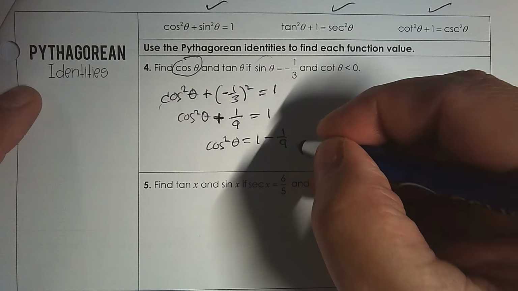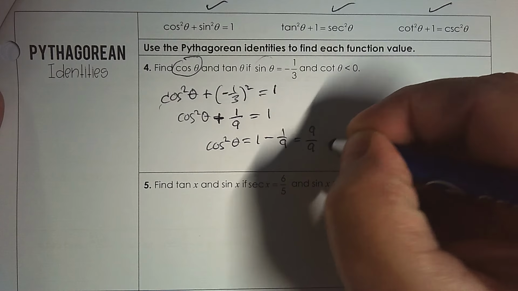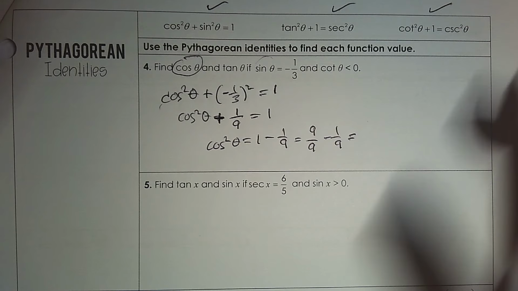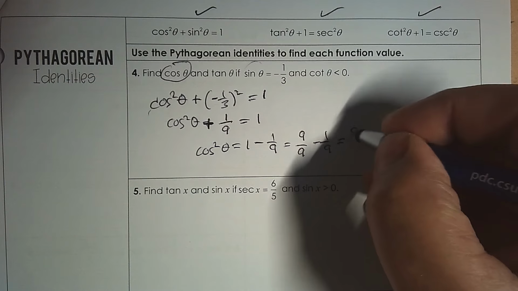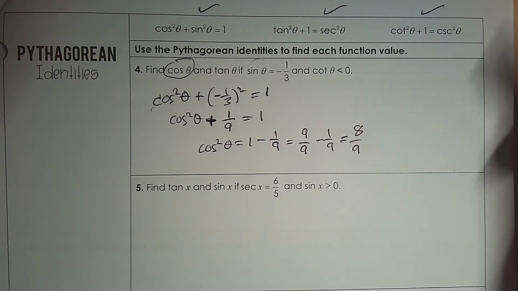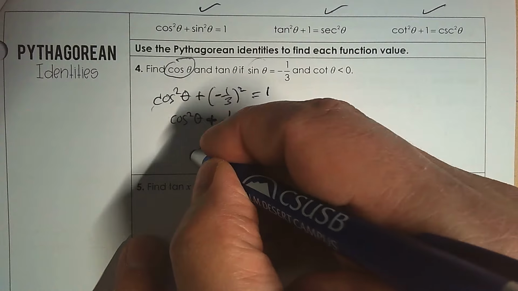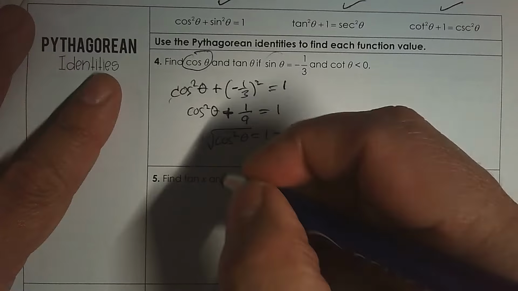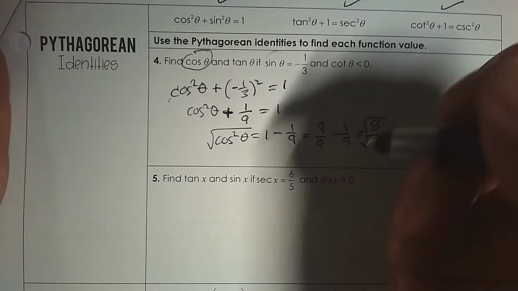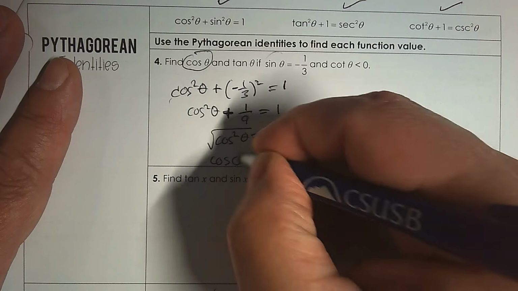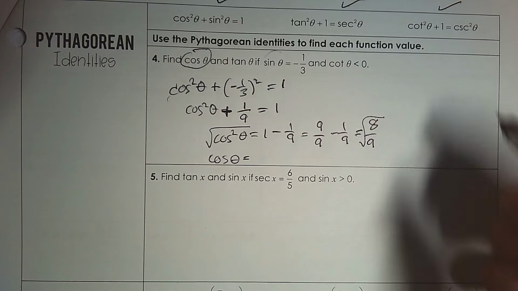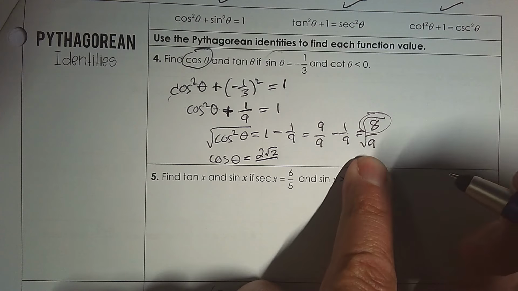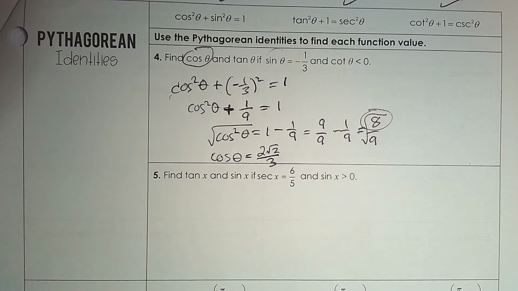So, some of you recognize when you subtract fractions, the denominator needs to be the same. So instead of 1, it's 9 over 9. And 9 take away 1 is 8. Now, that's not the answer yet. It's cosine squared. So how do I undo that? I square root it. Now, when I square root it, the square root of 8 is 2 root 2. The square root of 9 is 3, but the answer could be positive or negative.